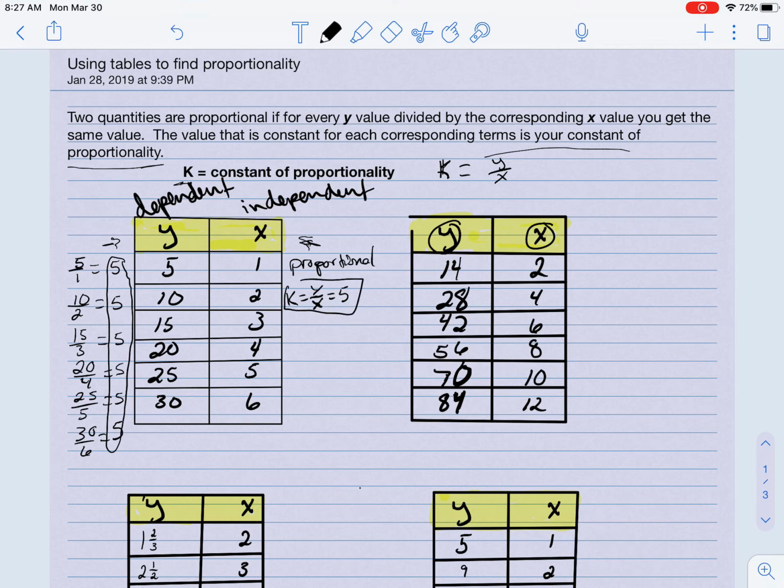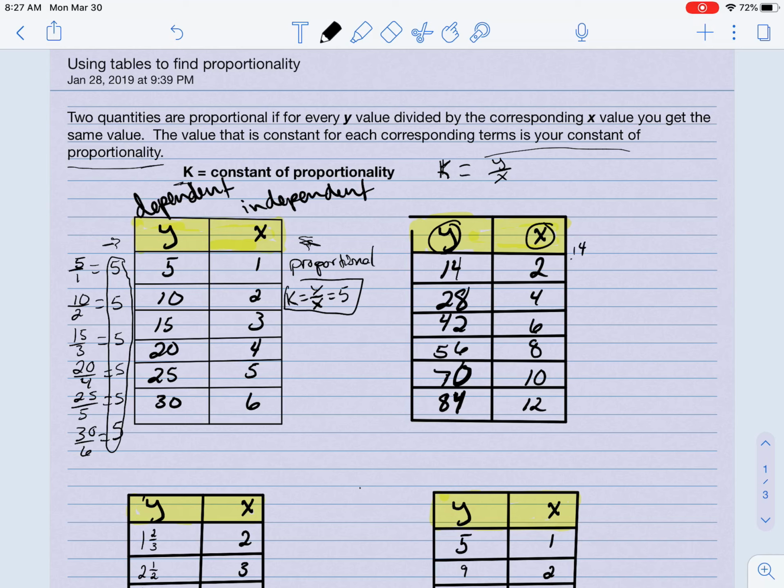So that's what we're doing when we're dealing with proportional graphs. We're finding our k value and determining if they are proportional. If y divided by x is the same for all of them, then it's proportional. Okay, so next one, same thing.